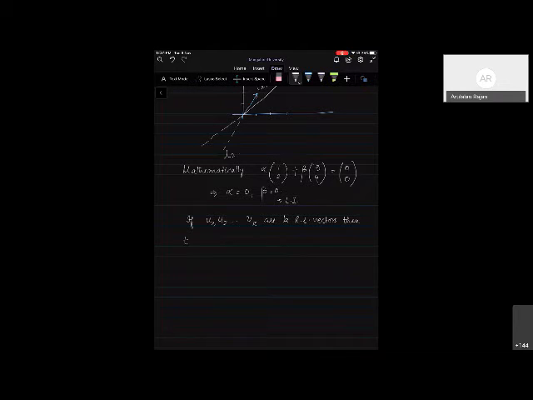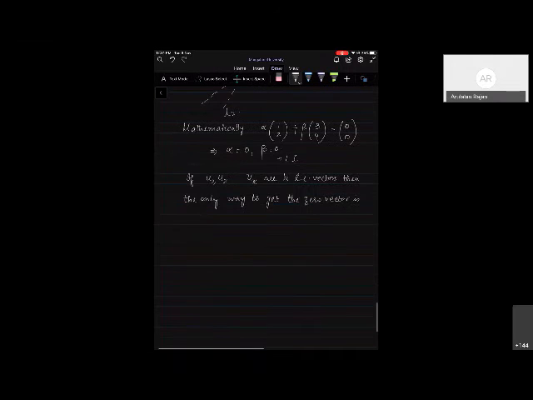The only way to get a zero vector is a combination alpha 1, alpha 2, ..., alpha k all equal to zero.